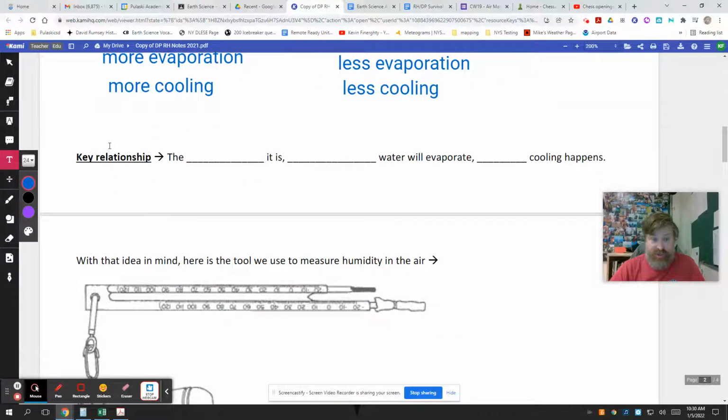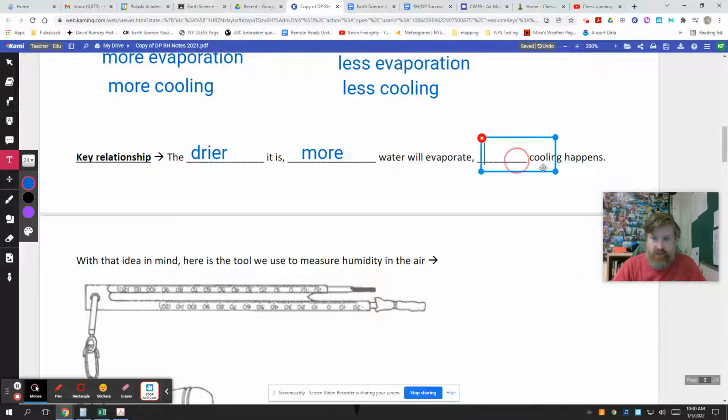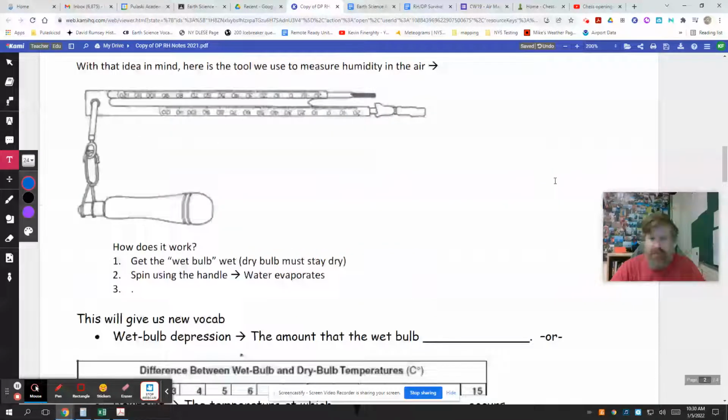So the key relationship to understanding all that, though, is that the drier it is, the more water will evaporate, which means that more cooling happens. Or if you want to say it the other way, the more humid it is, the less water evaporates and the less cooling happens.